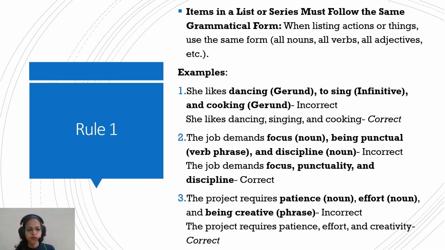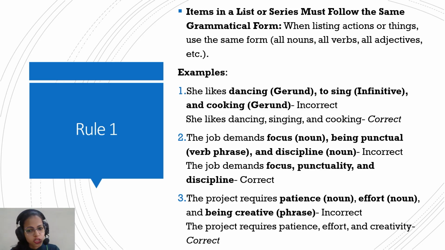For example, if you are using a noun, they should all be in the noun form. If you're using a verb, they should all be in the verb form or adjective form. So they should all follow the same form. For example, she likes dancing, to sing, and cooking. Now, this sounds very jarring. Even if you're not following grammatical rules, it doesn't sound good or feel very good.